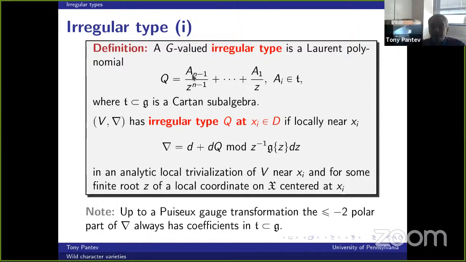And the reason we can take our coefficients to be in the Cartan subalgebra is because there is a structure theorem in the study of meromorphic connections, which says that up to a Puiseux gauge transformation, we can always convert the polar part of the connection, for Laurent polynomials of degree -2 or lower, to be with coefficients in the Cartan. So I'm always going to assume that my irregular part is given by these types of polynomials.